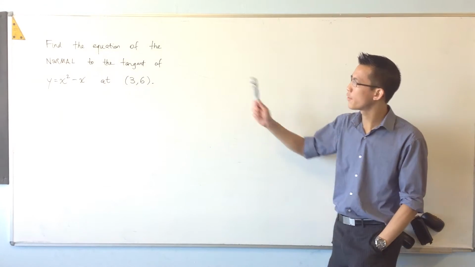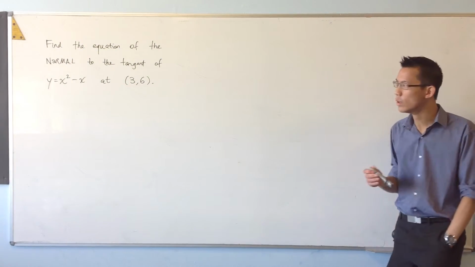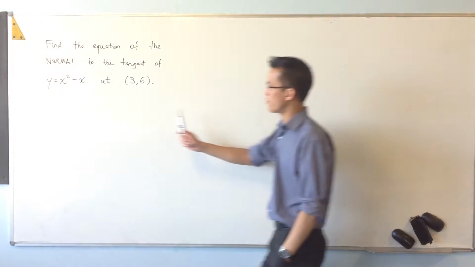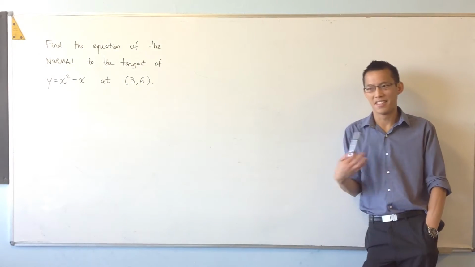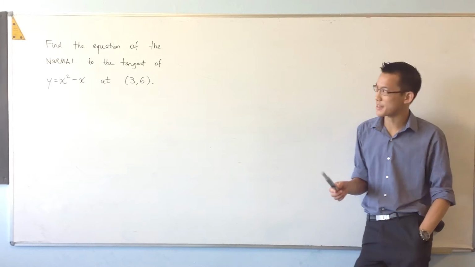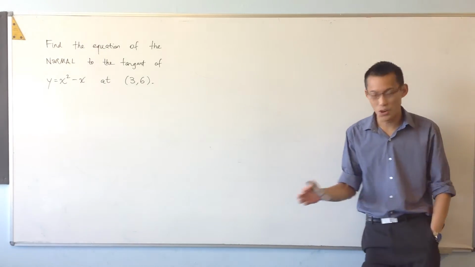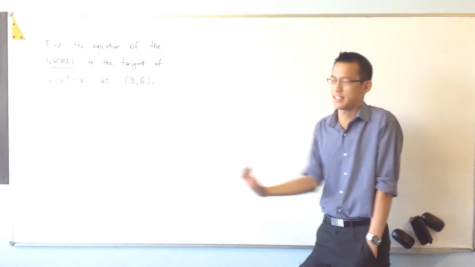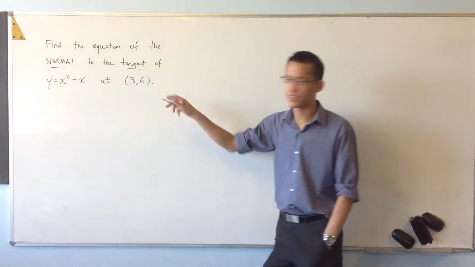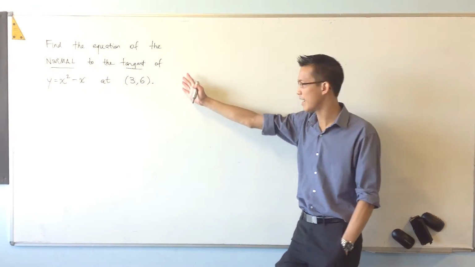Okay, so we're trying to find the equation of the normal to the tangent of this function at this particular point. Now, to answer this question, the first most obvious thing you need to know is, well, what is a normal? A normal is very similar to a tangent. It's related to the tangent, actually. So if you know what a tangent is, you can define the normal. So what's a tangent, again?